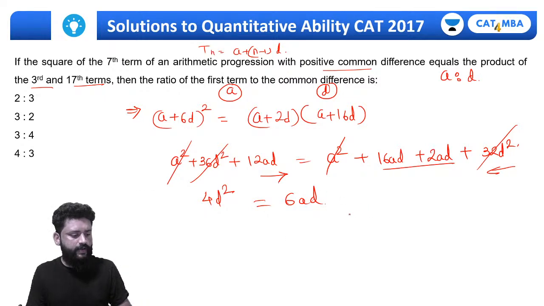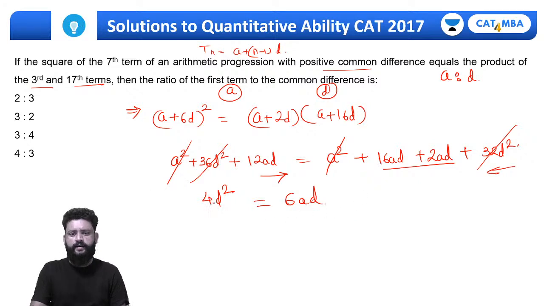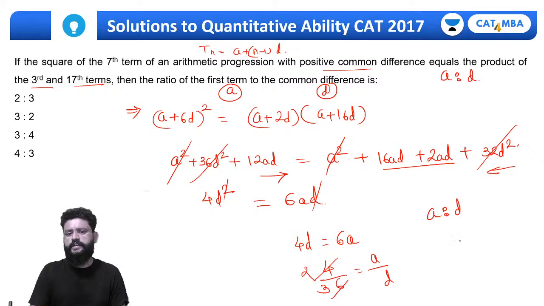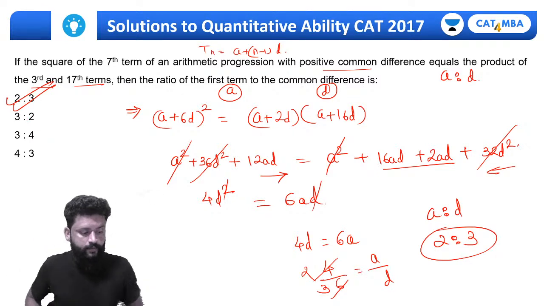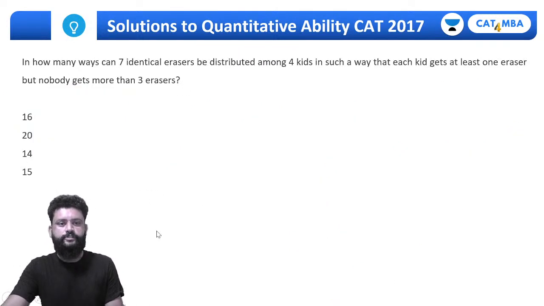That's the easiest question you can have in CAT, guys. You should know the basics of arithmetic progression. That's it, a straightforward formula-based question. Then this d square, one d will cancel, so can I say 4d is equal to 6a, so 4 upon 6 equals a upon d, so I'm getting the ratio as 2:3. Let's speed up. Next one.